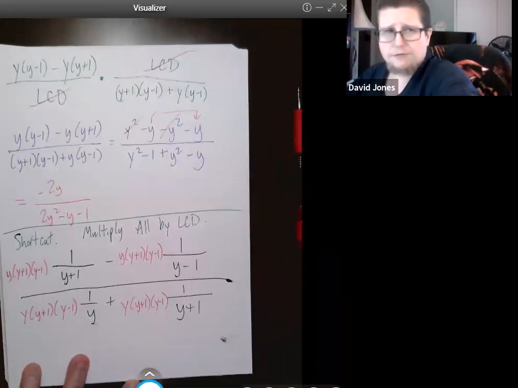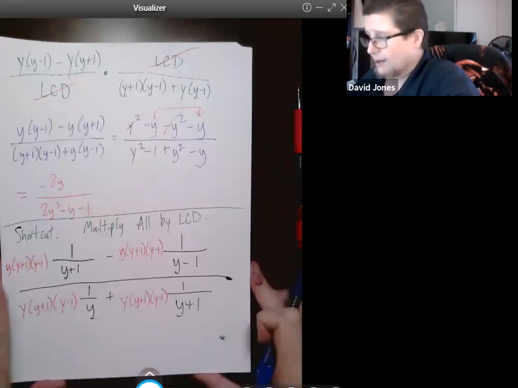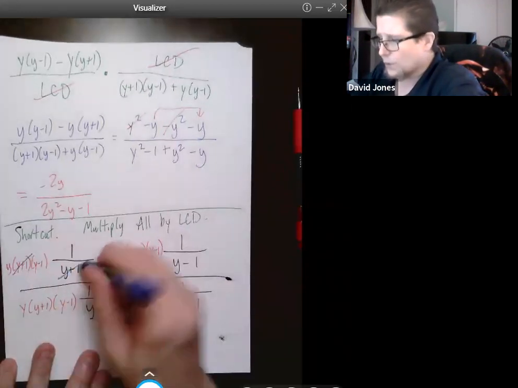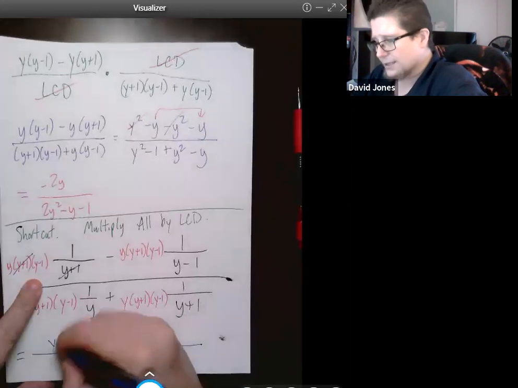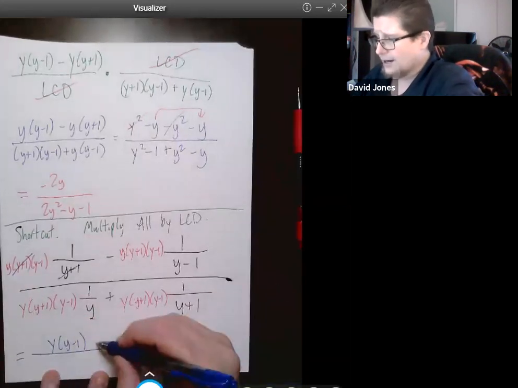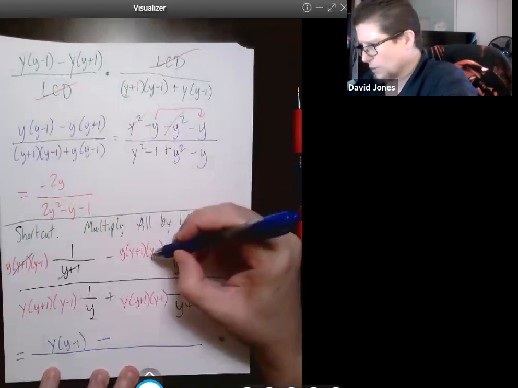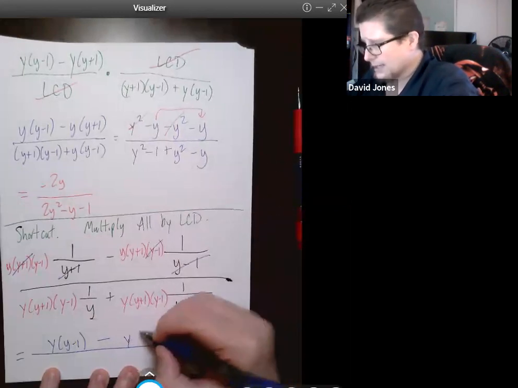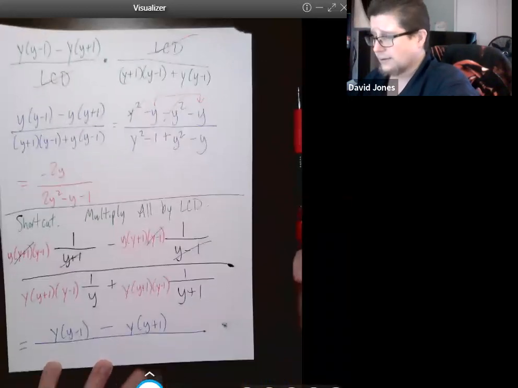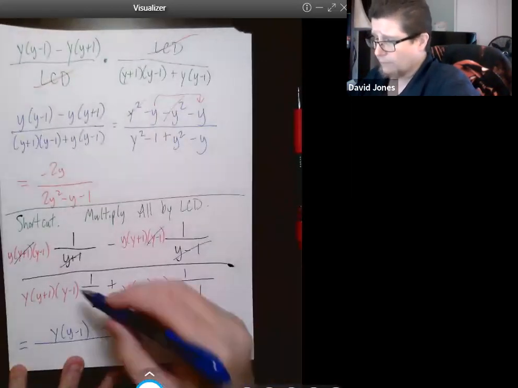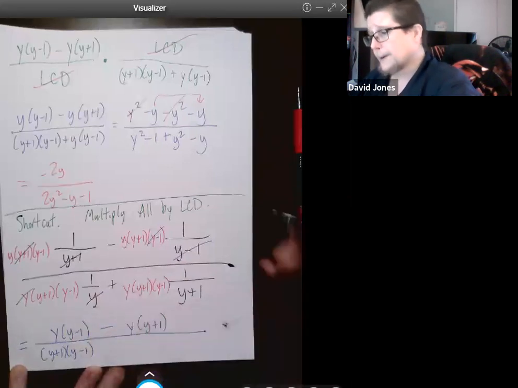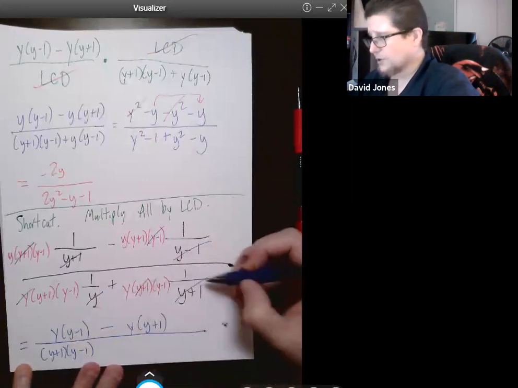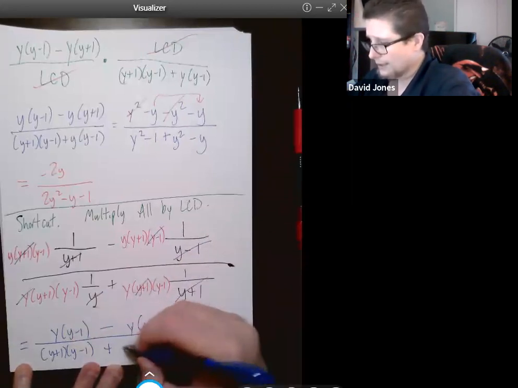the last one, I was really doing the last part just to show you why it works, why everything's working. I can cross off the y plus 1s, and it leaves y times y minus 1 on top. And here I got a minus. The y minus 1s cancel, and I'm left with y times y plus 1 on top there. On bottom, the y's cancel, and I have y plus 1 times y minus 1 there. And here, the y plus 1s cancel, and I'm left with y and y minus 1, and there's a plus sign.